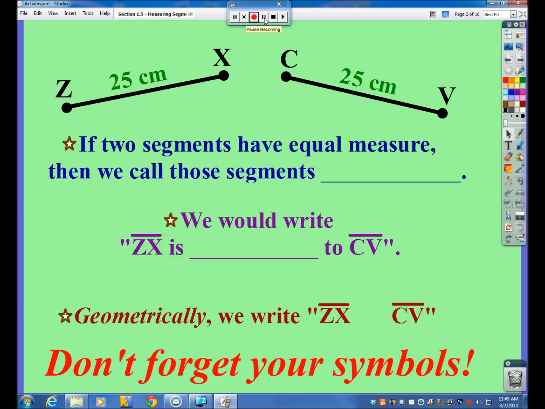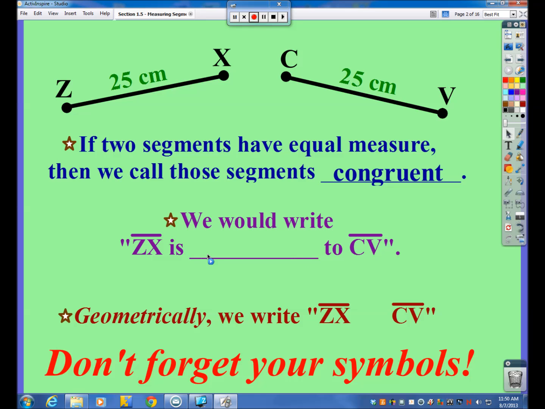that lets us talk about two segments where maybe we don't know their exact length, but we know that they are of equal measure. So we're going to call those two congruent. Now, congruent and equal, again, pretty much mean the same thing. Equal is when you know the exact length of something, and congruent is just when you're saying, yeah, they're equal, but I don't necessarily know how long they are.